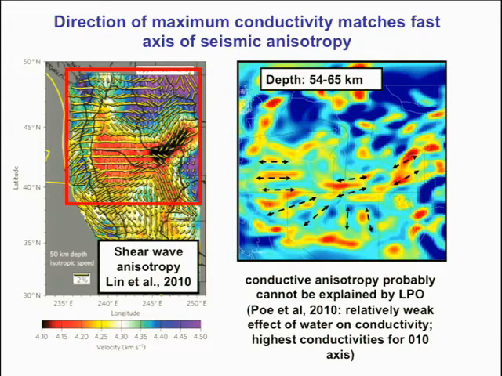Interestingly enough, the direction of maximum conductivity also matches the fast axis and seismic anisotropy estimates. This is from Lin et al. And you can see that there's a reasonably good correspondence between the direction of these streaks and the fast axis. Right now, I think that the conductive anisotropy probably can't be explained by LPO, and that's because some lab results, at least, show that there's a relatively weak effect of water on conductivity at these temperatures, and the highest conductivity would actually not be in the right direction. That's still something I think that we need better lab experiments to sort out. But another interpretation of what this might be is orientation of melt in cracks, and that also would cause the same sort of seismic anisotropy.